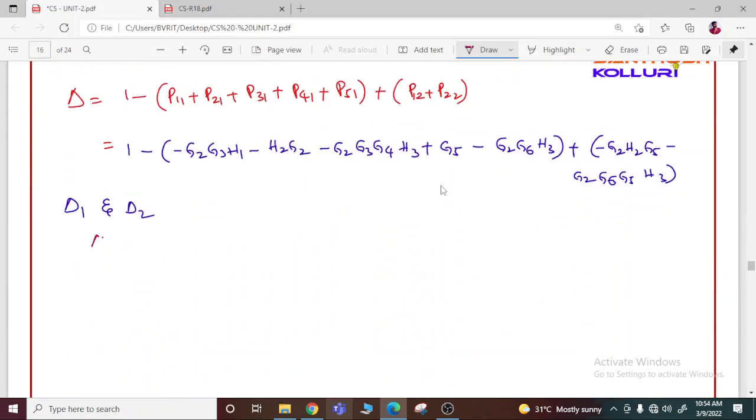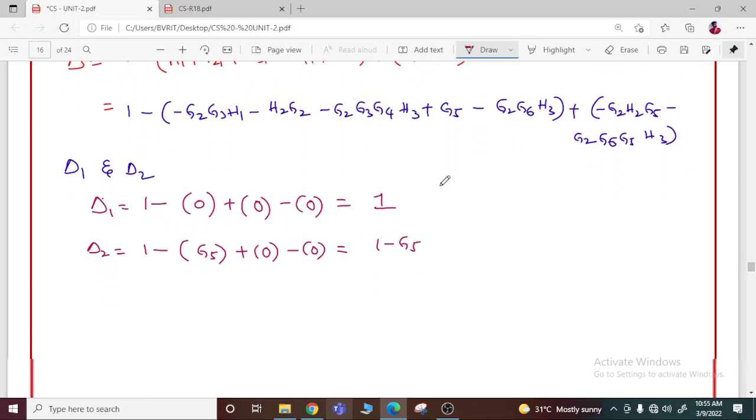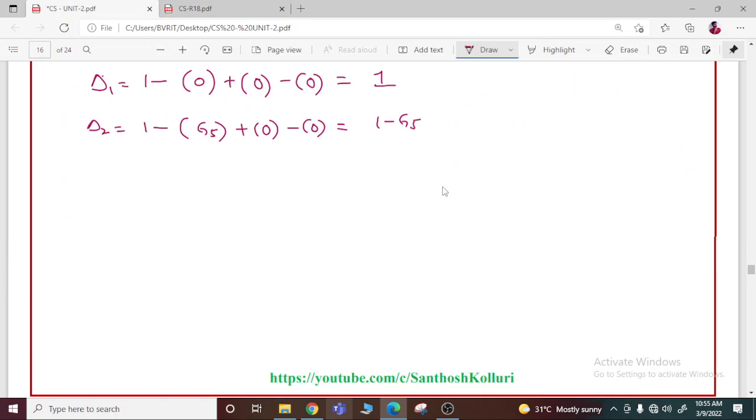So delta 1 is touching with all the parts of the graph, hence it will be 1 minus individual loop gains plus 2 non-touching loops minus 3 non-touching loops, and the resultant is 1. Delta 2 is 1 minus the individual loop gain G5, plus there are no 2 non-touching loops and no 3 non-touching loops, hence it will be 1 minus G5. So by that you can directly write the transfer function.